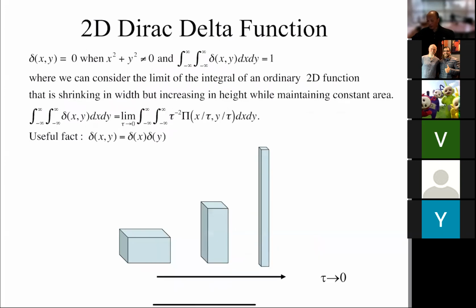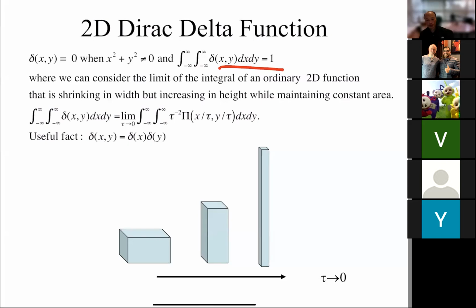We can also have 2D Dirac delta functions. This is defined as delta(x,y) equals 0 everywhere except for the origin, and the area of a Dirac delta function is equal to 1. It's not an ordinary function; it's what's called a generalized function.